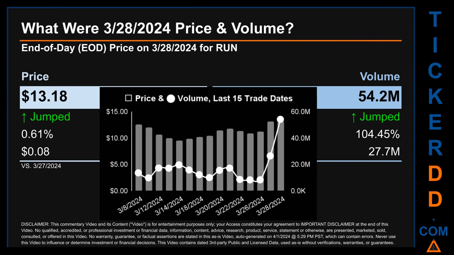Across a range of $3.67, the max and minimum end-of-day price were respectively 13.18 and 9.51. Volume saw a range of 45.9 million, from a day low of 8.4 million to a day high of 54.2 million.